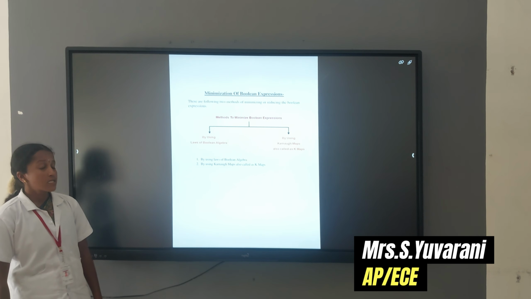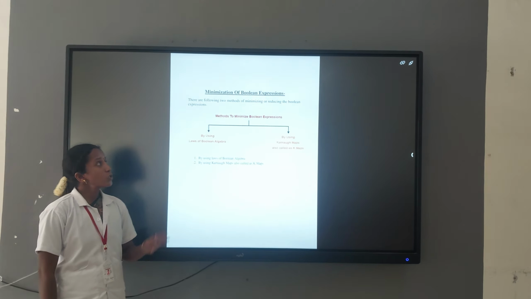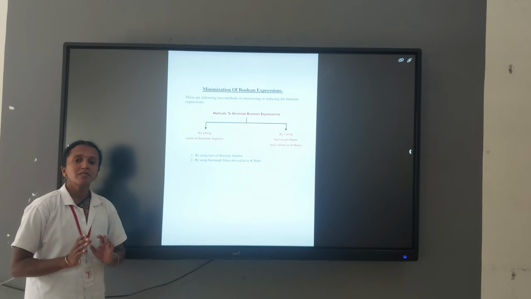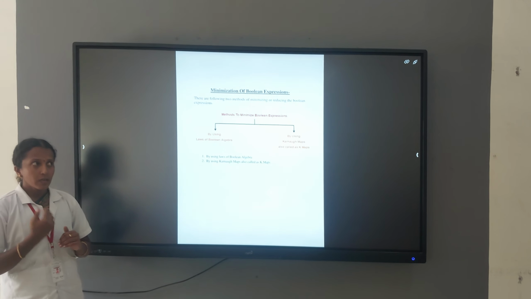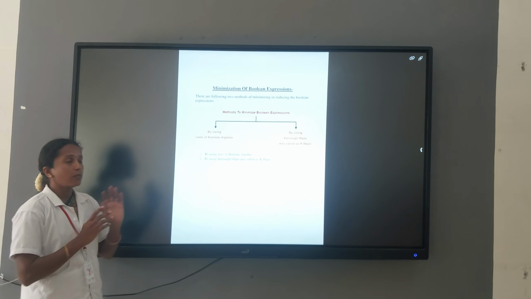Students, this is Sivarani from the ECE department. Today we are going to see about K-map simplifications. Before going into the topic, why we want to start these K-map simplifications.